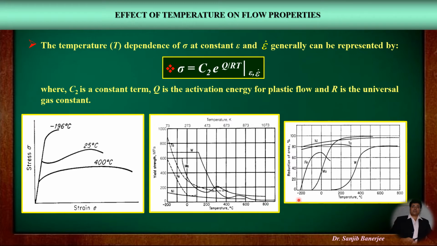And the next figure represents the effect of temperature on the ductility of the material, which is represented by the percentage reduction in area. Here we can see that for the same set of materials, the ductility is increasing with the increase of temperature. So the effect of temperature separately on the strength and ductility of a material can be revealed from these figures.